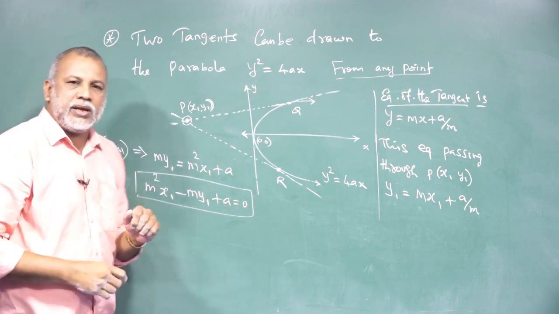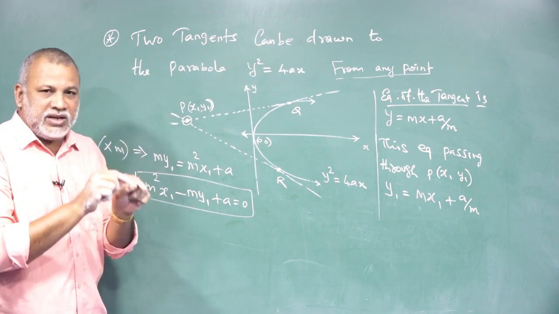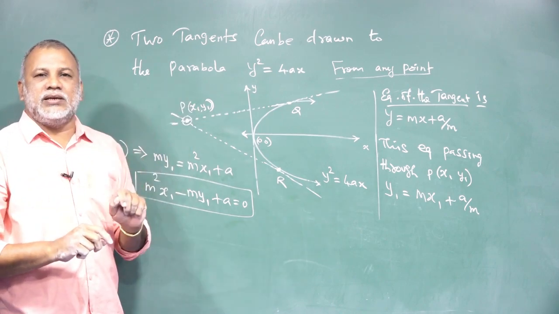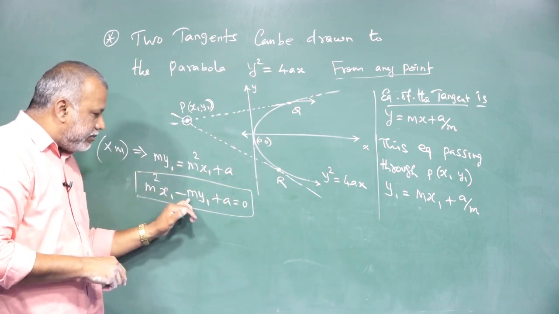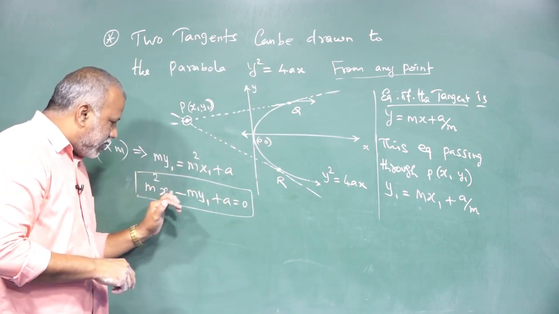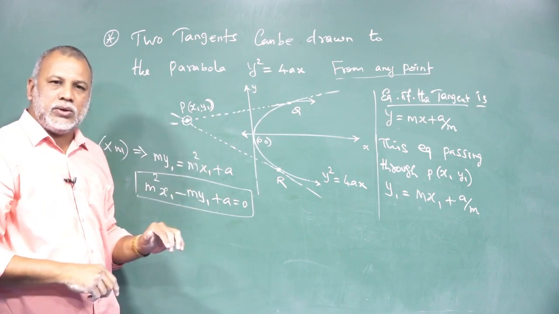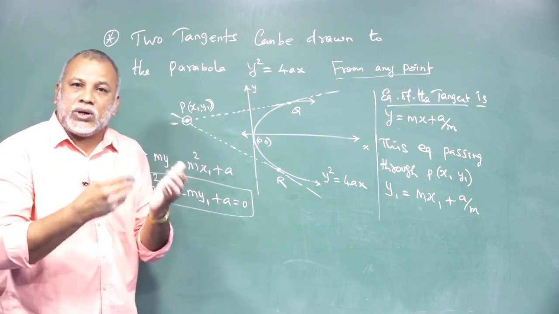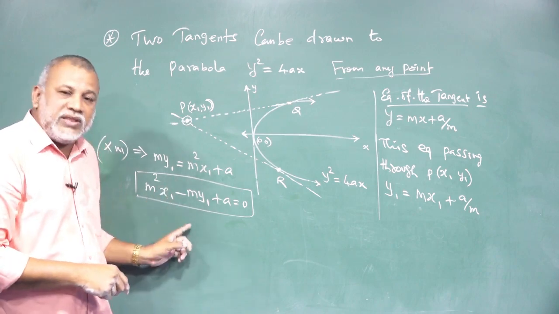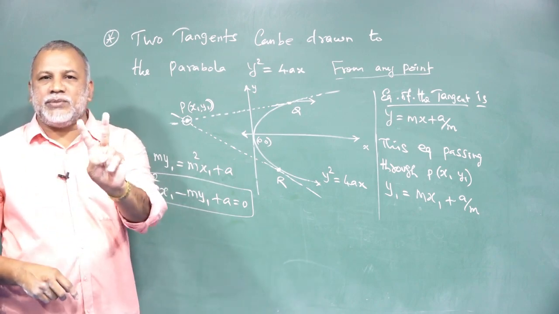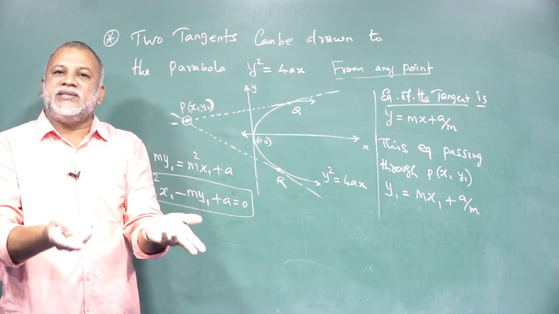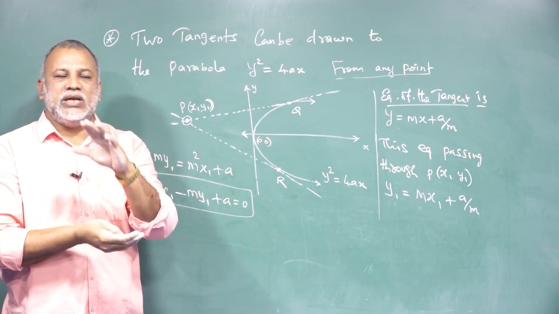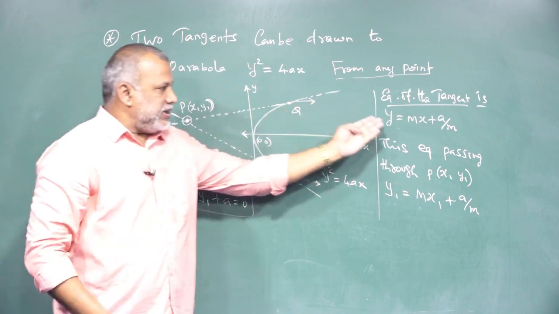Now what is the logic here? It is a quadratic equation in m. Already we discussed that m is said to be the slope. So m squared x1 minus my1 plus a equal to 0 is a quadratic equation in m. By solving this equation, we can get two values of m, say m1 and m2. With the help of the two slopes, two tangents can be drawn. That is the logic.